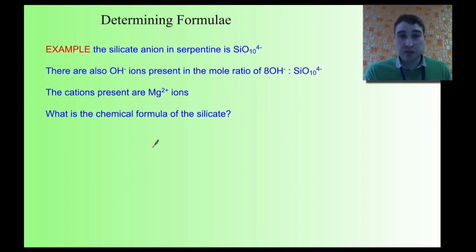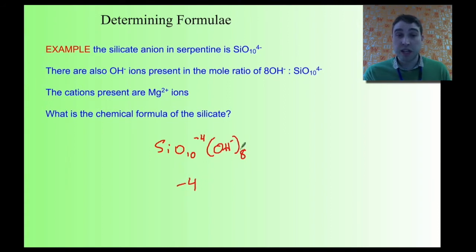So we'll start with working at the back. So we've got SiO10. Now that has a charge overall of -4, so we'll put that there. For each one of these, we have 8 of these. So we're going to include 8 hydroxides just to see what our overall charge is. Okay, so our overall charge of this stuff over here, we've got -4 and 8 times -1, so -8. So we've got an overall charge of -12.